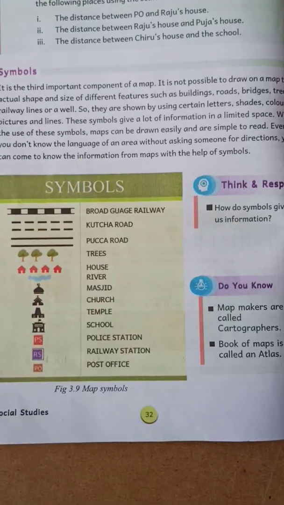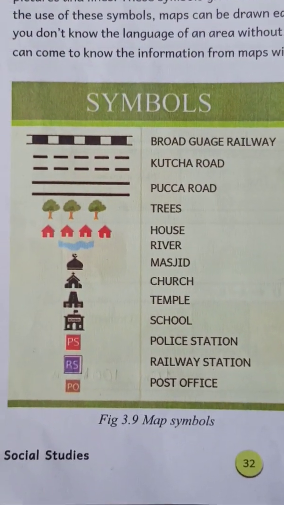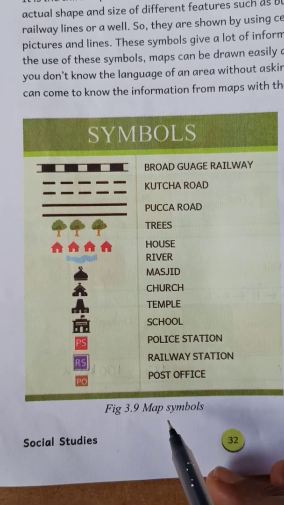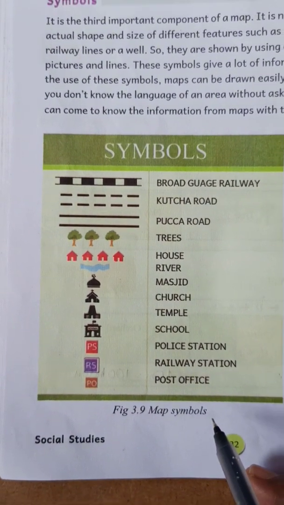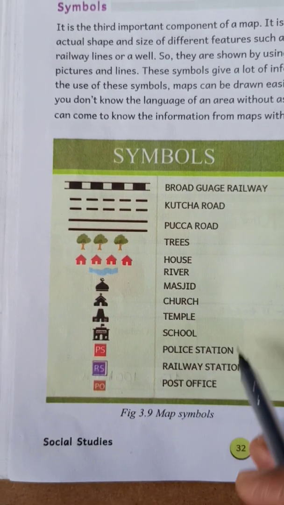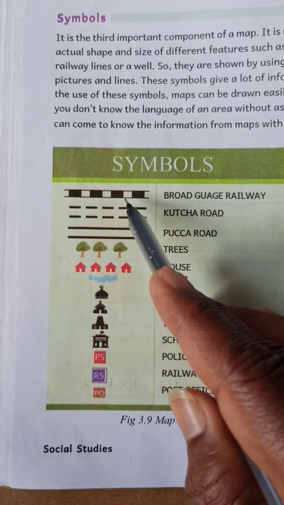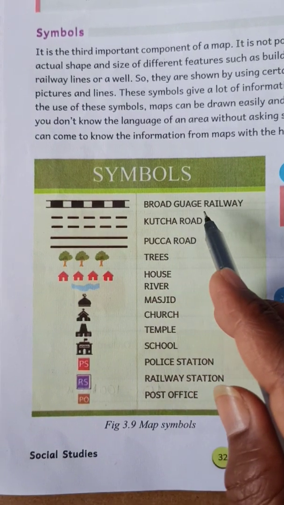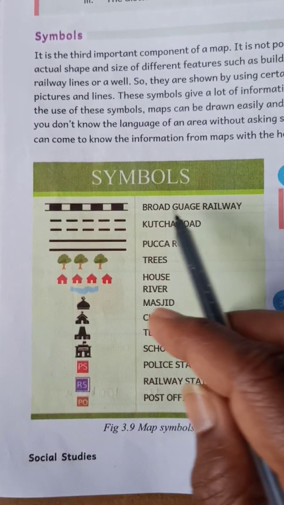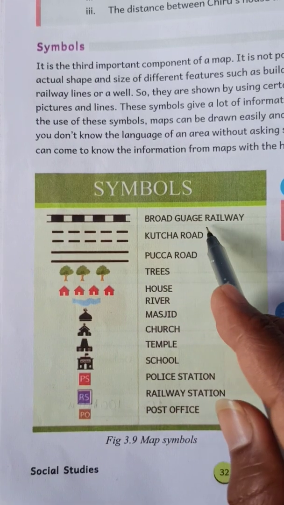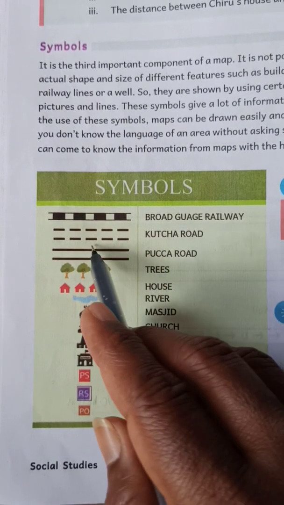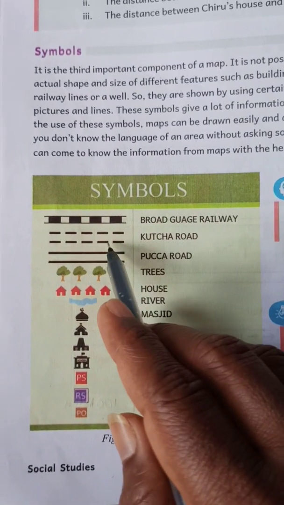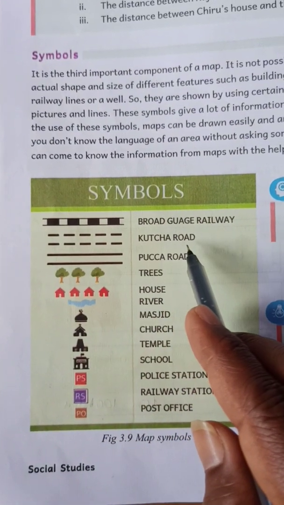You must observe the symbols here. Figure 3.9, map symbols. You must observe carefully. This is the symbol of a broad gauge railway line. Next, this is a symbol of Kacha road.